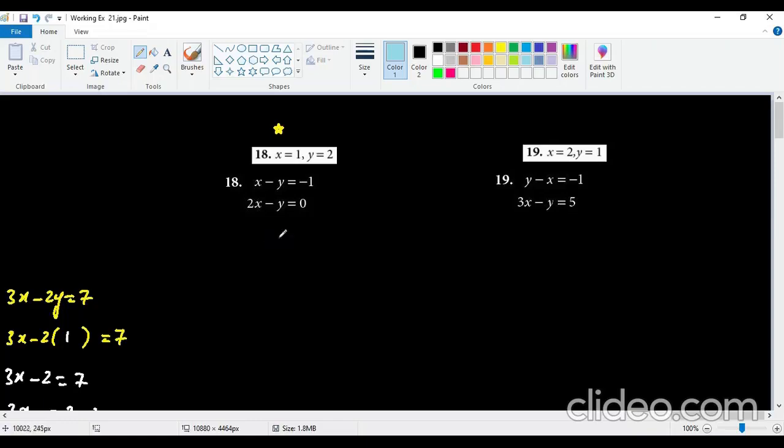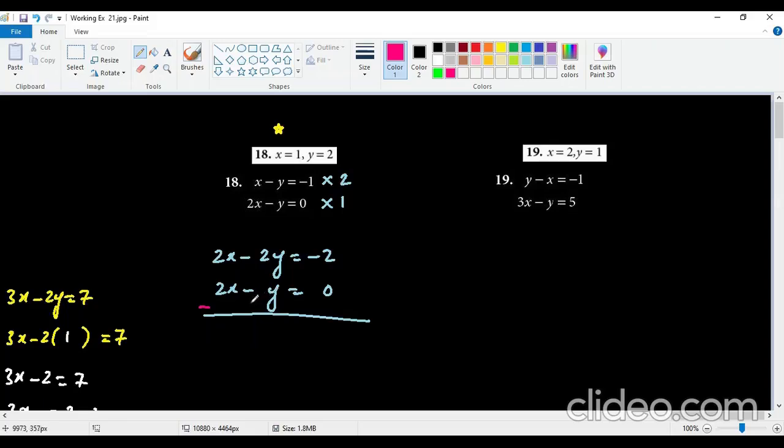Here, I am going to multiply this equation by 2 and this equation by 1. So the first equation is going to be minus 2y equals negative 2, and the other equation becomes as it is. Now subtracting and changing the pen color, minus 2x and plus y, and this has nothing. These two are cancelled. Minus 2y plus y is going to give us y equals negative 2. So this is the correct answer.